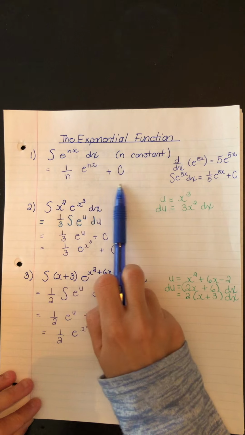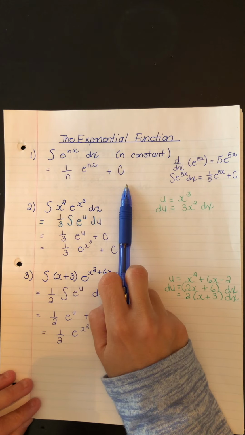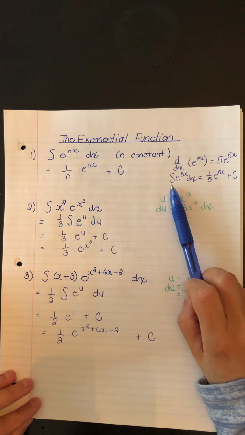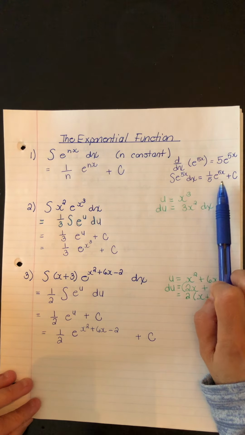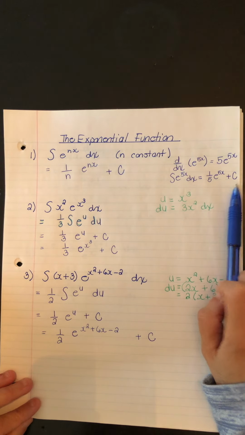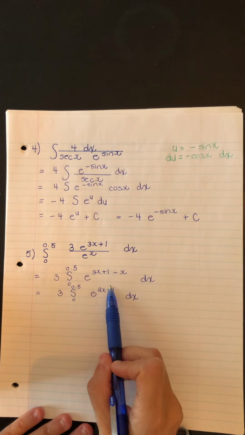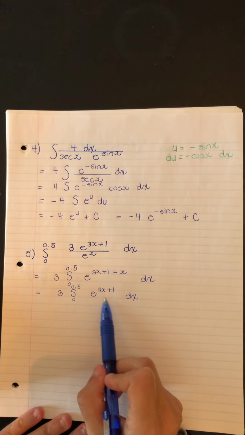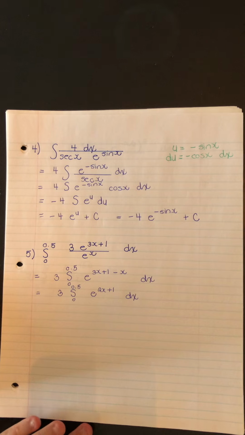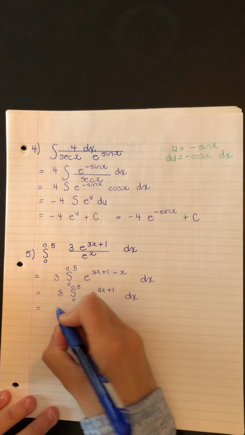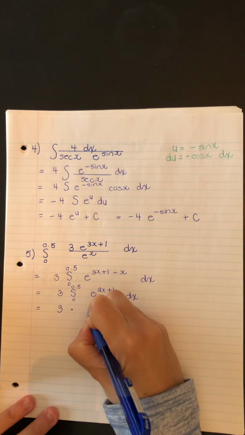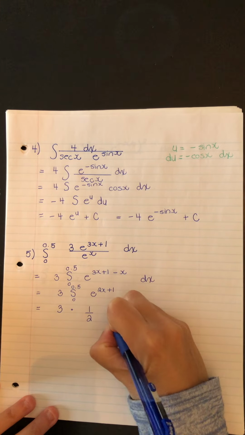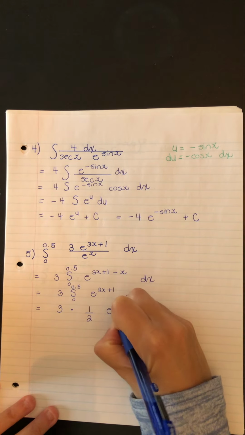this form immediately. Okay? Just like this, the integral of e to the 5x dx is 1/5 e to the 5x plus c. So this is the very same thing because the derivative of 2x plus 1 is simply the constant 2. So we can do this. We take 3 and it would be multiplied by 1/2 e to the 2x plus 1.